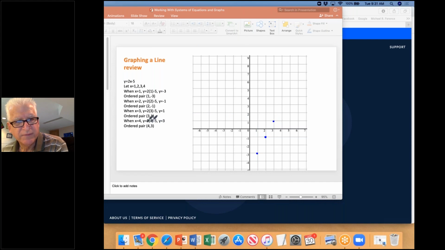And then when I plug in 4, I have 8 minus 3. I'm sorry, 8 minus 5 equals 3. I have the ordered pair of 4, 3. 1, 2, 3, 4. 1, 2, 3. So now I have the straight line. That's supposed to connect there.